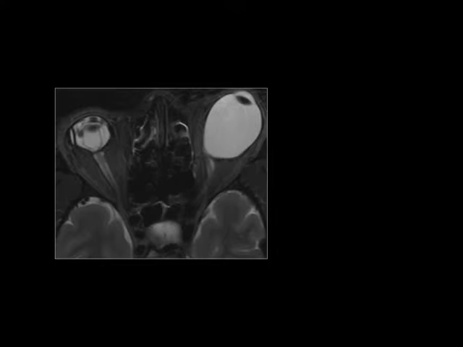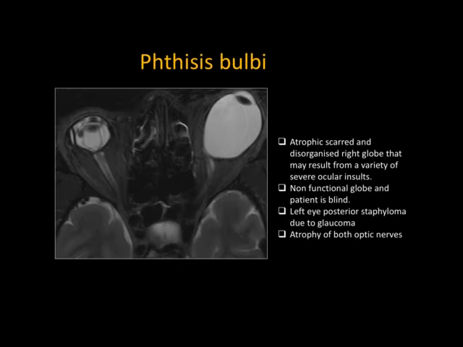One side is phthisis bulbi and the other side is a mass. And there is bilateral optic atrophy, because this is phthisis. So there can be retrograde optic atrophy because of these things.